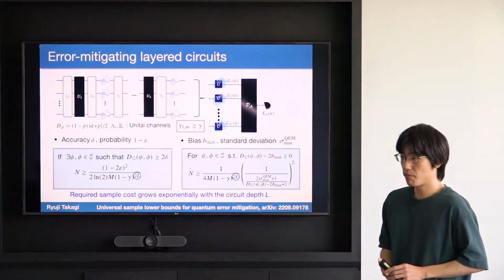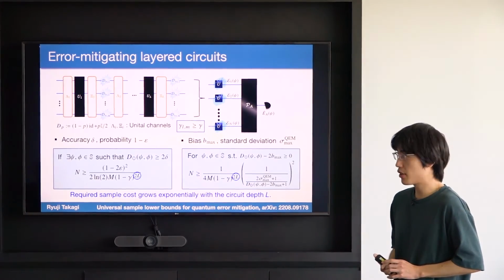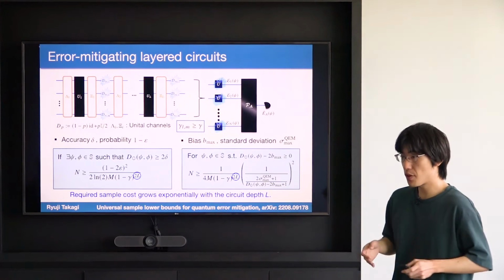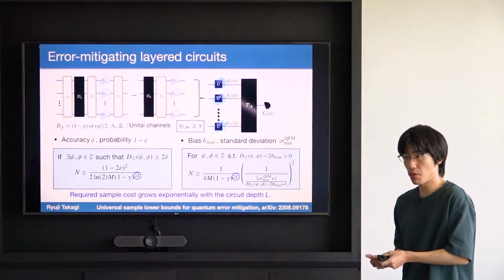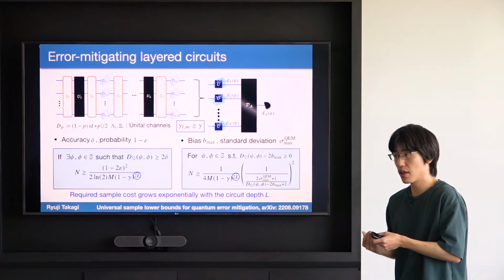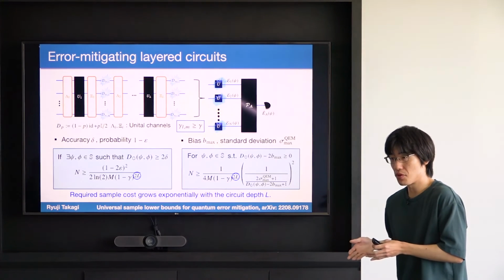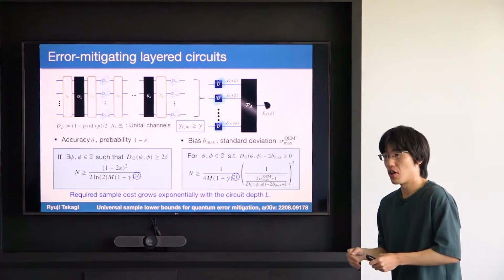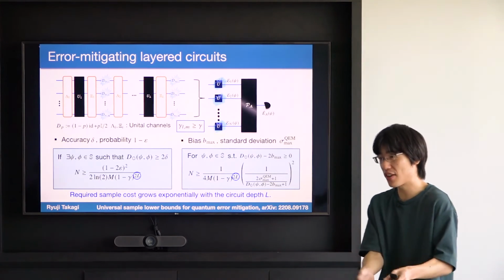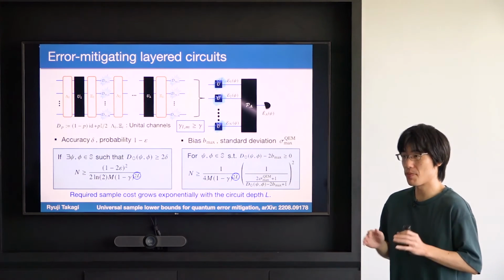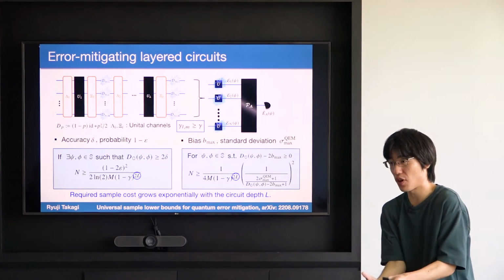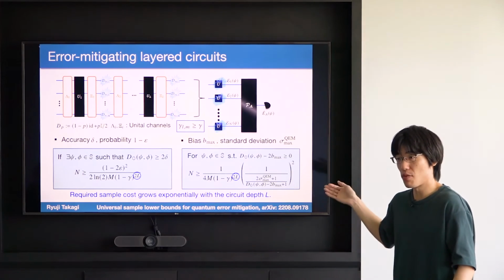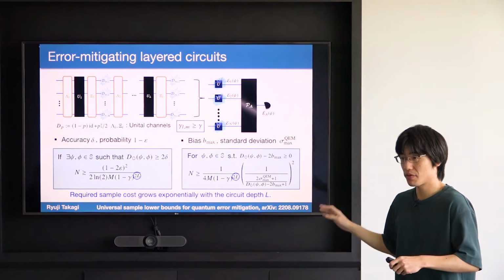Yeah, so that's a great point. First of all, if you're given some error mitigation protocol and you are interested in the number of samples you have to use for that protocol, I think it's better to just analyze that specific error mitigation itself, because our bound is quite generic.